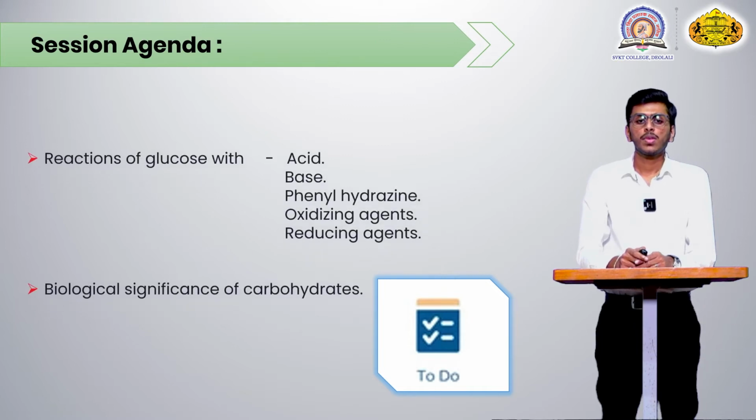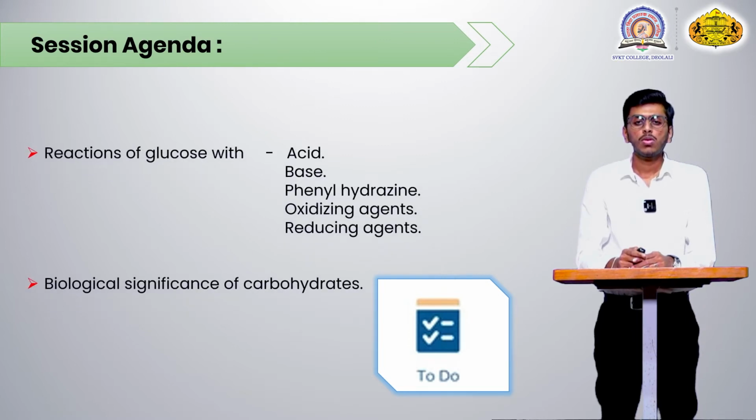In today's lecture, we are going to learn about the reaction of glucose with acid, with base, and osazone formation of glucose with phenylhydrazine, as well as the reaction of glucose with oxidizing agents such as bromine water, nitric acid, Tollens and Benedict's reagents, and with reducing agents. We will end our session with the biological significance of carbohydrates, the basic functions of carbohydrates in our body.